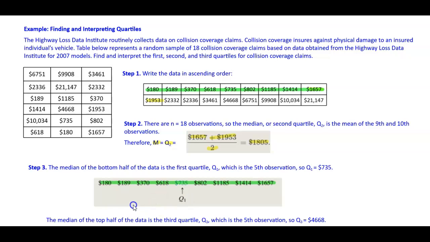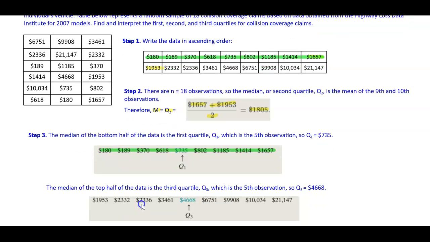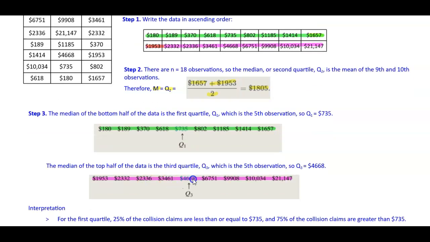Next, we need to find the median of the top half of the data, which is the 3rd quartile. Here is our data for the top half. Again, it's the middle number, which is the 5th observation. So Q3 is going to equal 4,668.